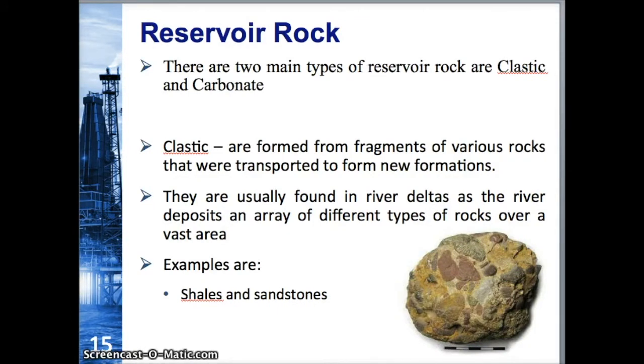It's migrating up through the sediment that covered it and made it initially. And that sediment rock is referred to as reservoir rock. And there's two main types. One is clastic and the other is carbonate. We're going to talk about clastic first.